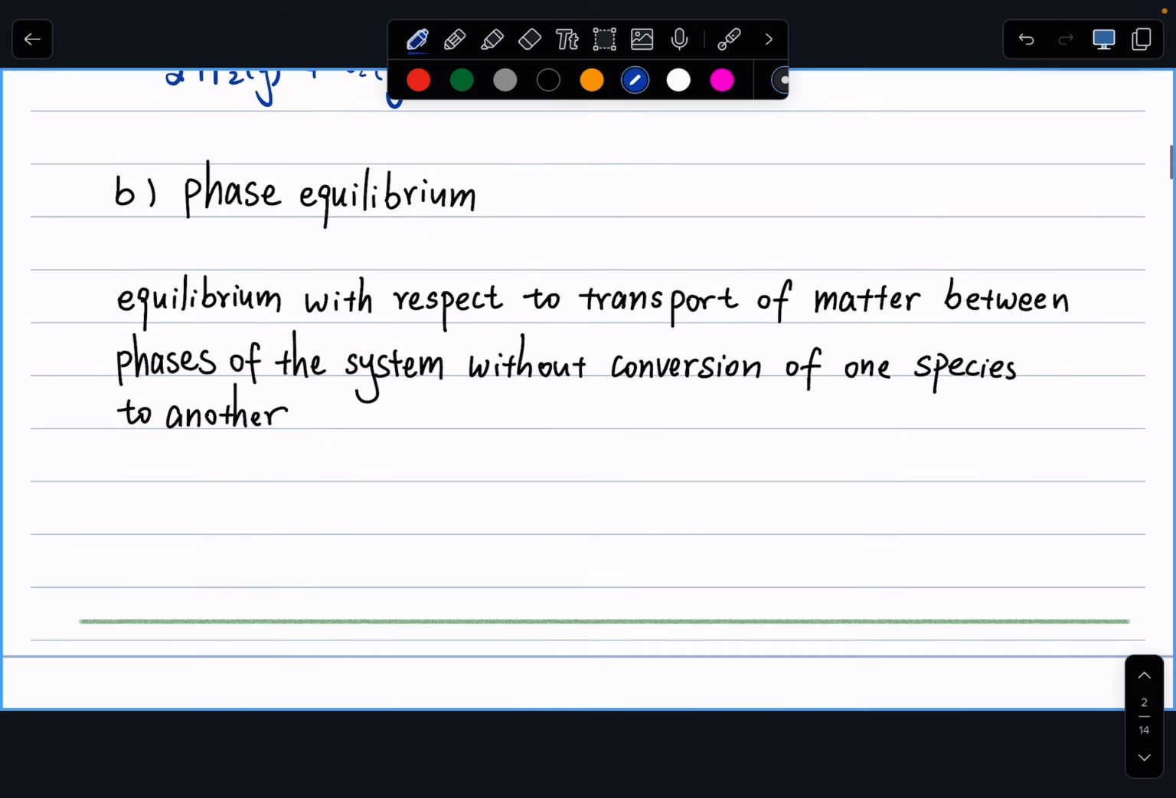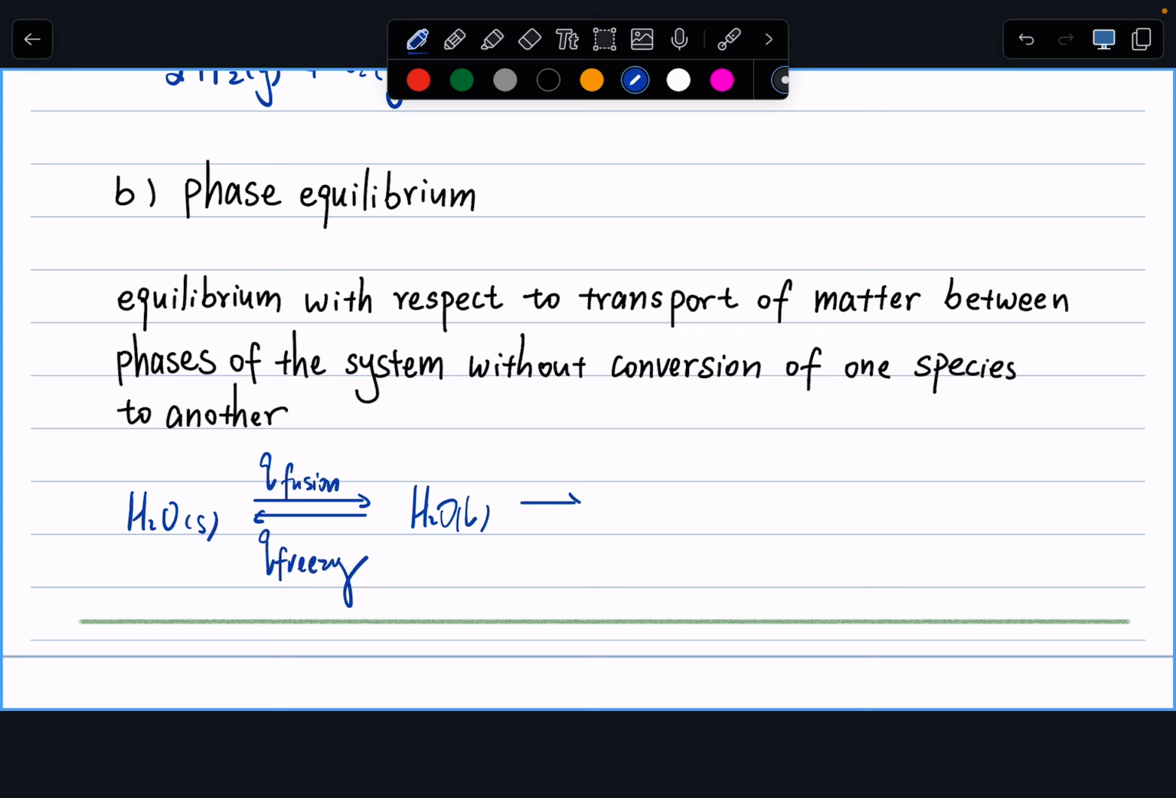Phase equilibrium. And this part is saying we have equilibrium with respect to transfer of matter between phases of the system without conversion of one species to another. Or, still use water as an example. You can have water ice melt to form liquid water. So that process involves Q fusion. If it is a constant pressure process, now that Q fusion will equal delta H fusion. And if I have the reverse reaction, you can have the Q freezing.